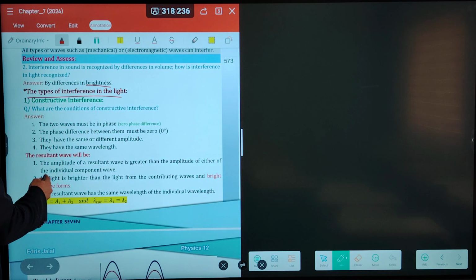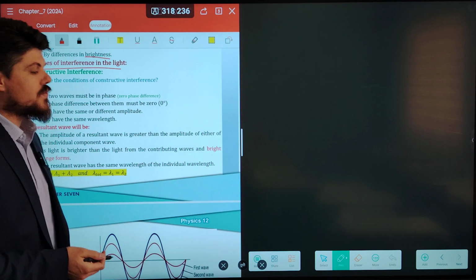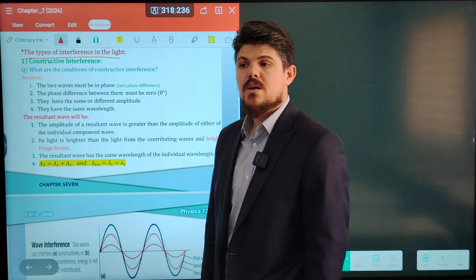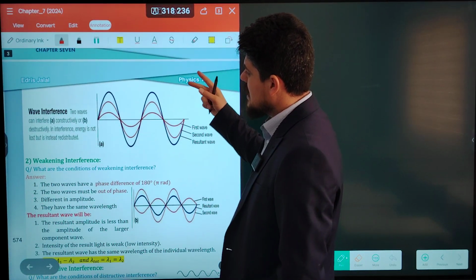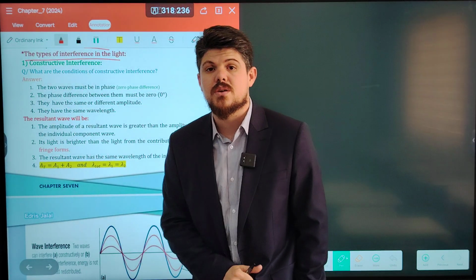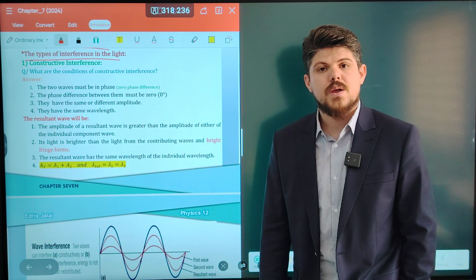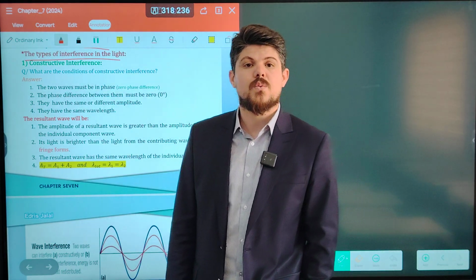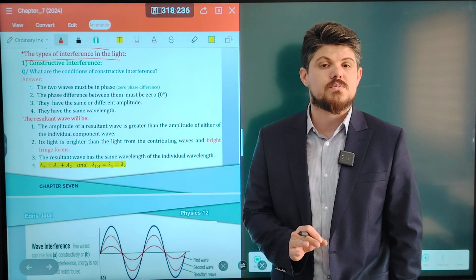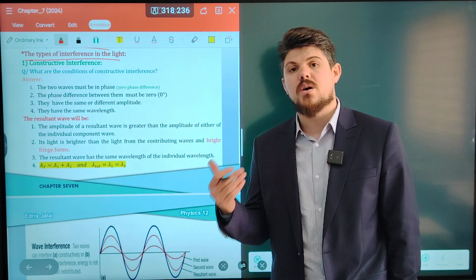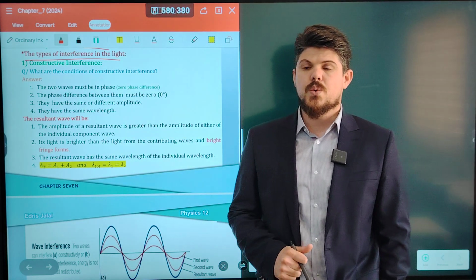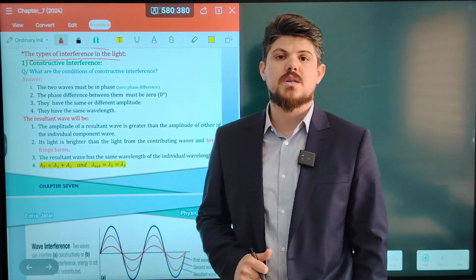The types of interference, guys, it's very easy. We have three different types of interference: constructive interference, weakening interference, and destructive interference. When does constructive interference occur? If the two waves interfere with the same wavelength and the phase difference between them must be 0. The phase difference must be what? 0. The two waves should be coherent, but coherent by what? By 0 or by 180? By 0. Okay? When are two waves considered to be coherent by 0 degrees?